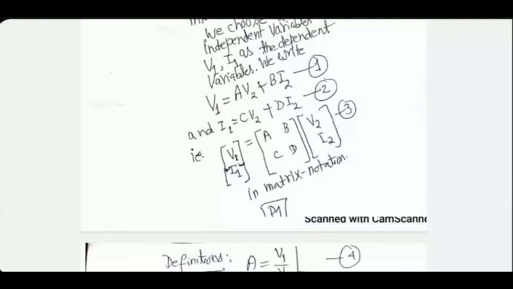C can be defined as I1 upon V2 when I2 is 0. And C would have units mho. D can be defined as I1 upon I2 when V2 is 0, and it will have no units because it's a ratio of two currents. So A has no units, B is measured in ohms, C is measured in mhos, and D has no units. That's the way it is.